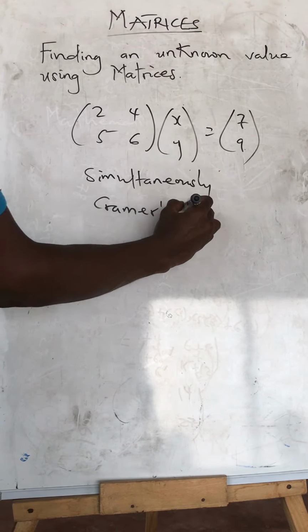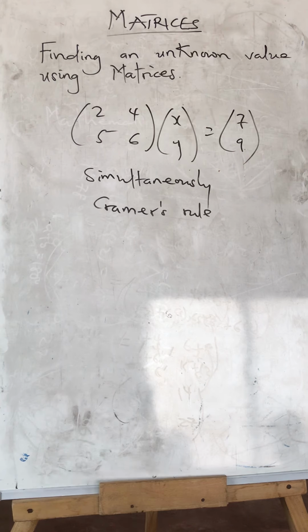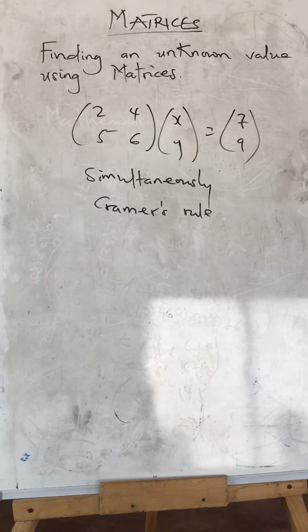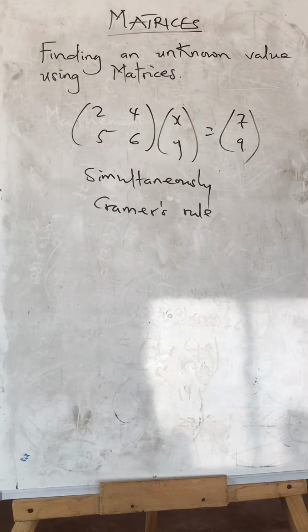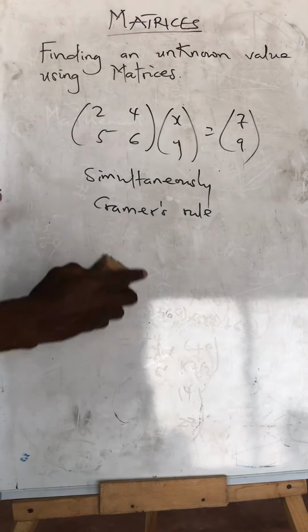The Cramer's rule makes use of the determinant of a matrix. So if you don't understand how to find the determinant of a matrix, kindly watch the video on the determinant of a matrix. The simultaneous equation will use multiplication, so we'll do it step by step.